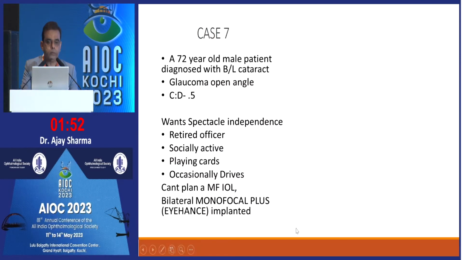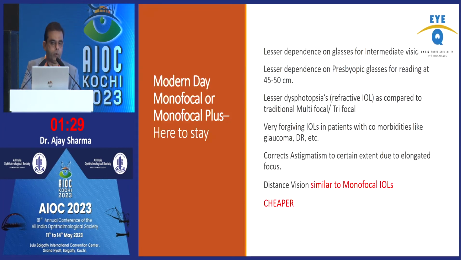Now this is a case where I'm talking about the new concept which I mentioned, the monofocal plus. This is a 72-year-old male patient diagnosed with bilateral cataract who has glaucoma, with a cup-disc ratio of around 0.5 to 1, and wants spectacle independence. But because he has glaucoma, we are not going for multifocal lenses. We plan for a monofocal plus lens.